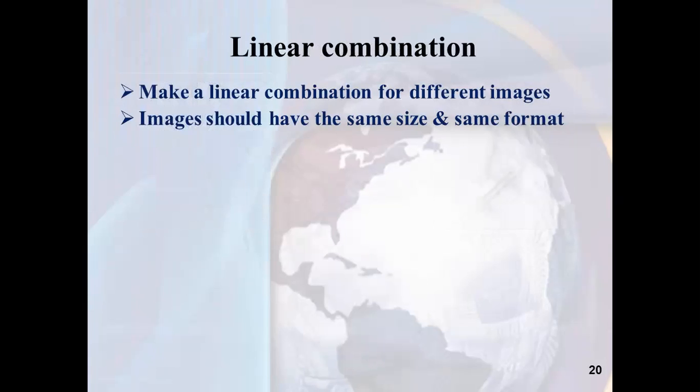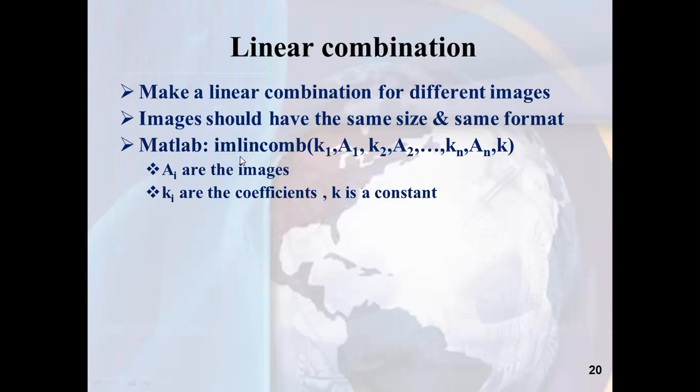Linear combination: as we said, we can add, multiply, divide, or subtract any image with any different image. The only condition is that they have the same size and the same format. They must be the same size because that means their corresponding matrices have the same size and format, so we can apply any combination of addition, subtraction, multiplication, and division. The image linear combination function summarizes or generalizes all these functions.